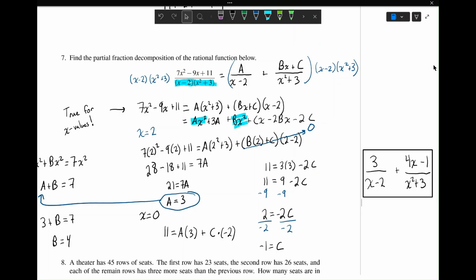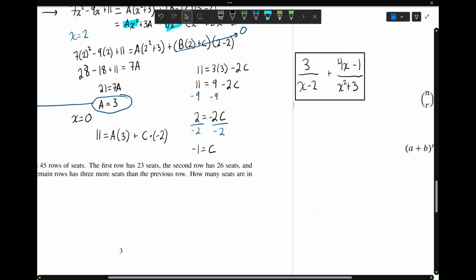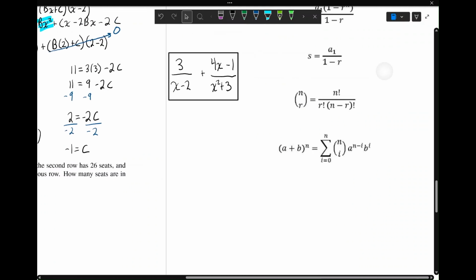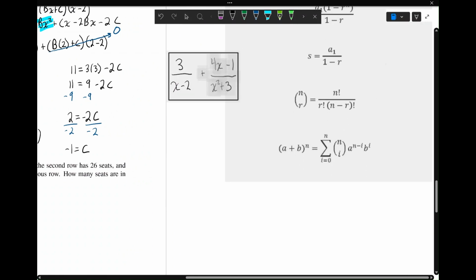All right, the last little bit is all Chapter 7 stuff. Now, on your final exam and on this exam, you will have a list of formulas. These formulas I've put right here.